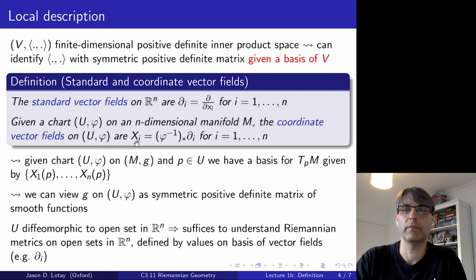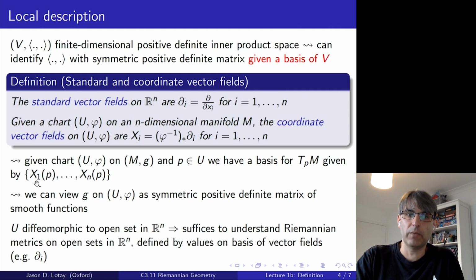And these coordinate vector fields will then be very handy for us in describing Riemannian metrics, as I will now explain. Because you see, given any chart (U, φ) on a Riemannian manifold (M, g) and a point p in this open set U on M, then we have a basis for the tangent space to M at p given by this n-tuple of vectors, X_1(p) up to X_n(p). These are n linearly independent tangent vectors, so they give us a basis for this tangent space. And so we have the basis for every point in U.